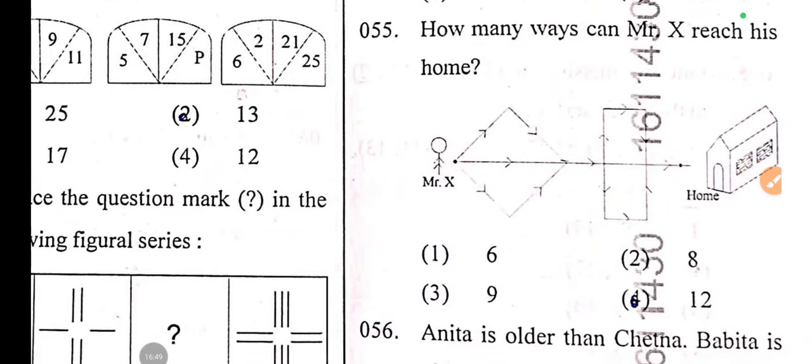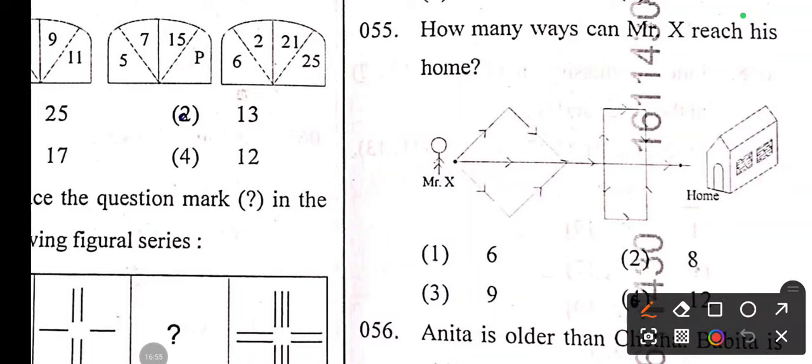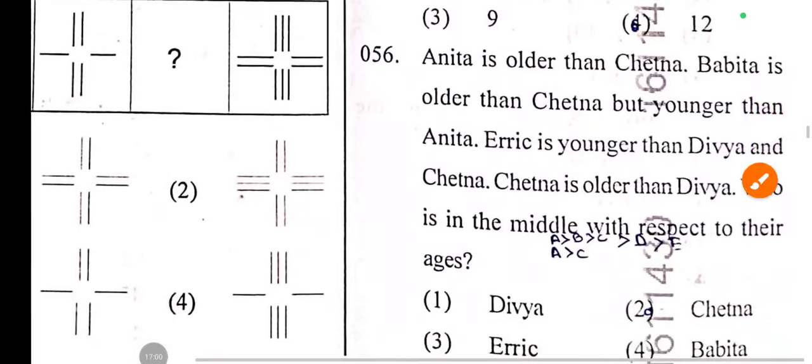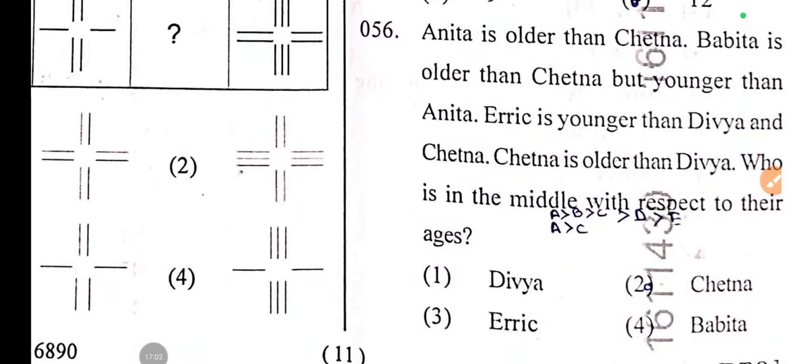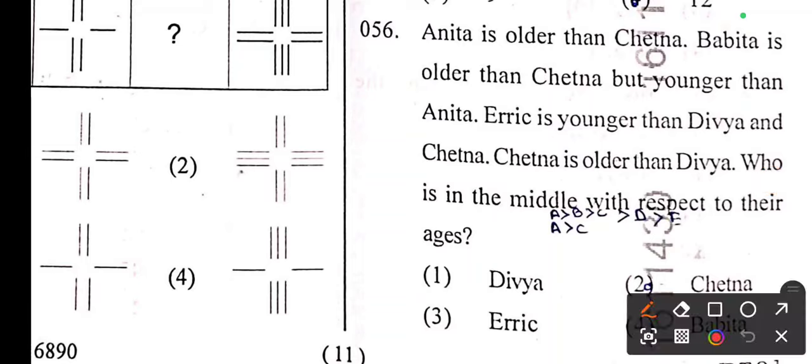Question number 55. How many ways can Mr. X reach his home? Answer option 3, 9. Question number 56. Anita is older than Chetna. Babita is older than Chetna but younger than Anita. Eric is younger than Divya and Chetna. Chetna is older than Divya, who is in the middle with respect to their ages. Answer option 2, Chetna.